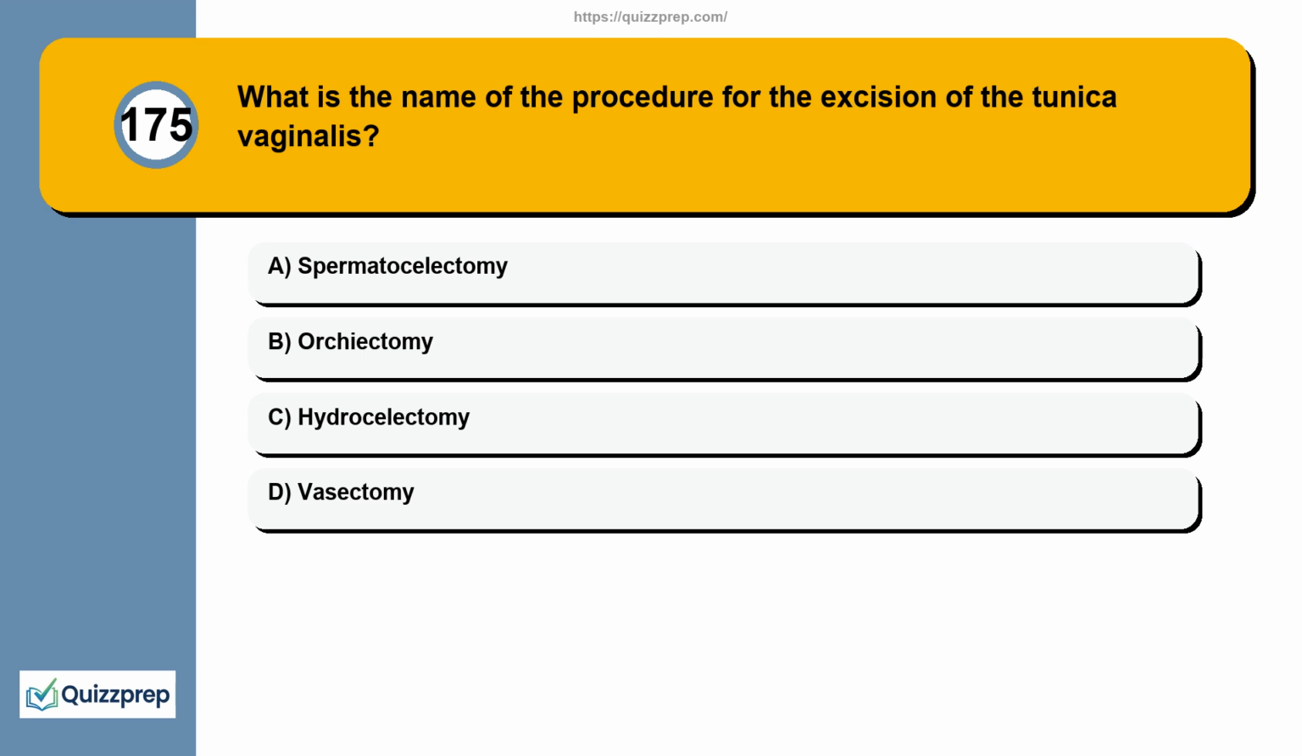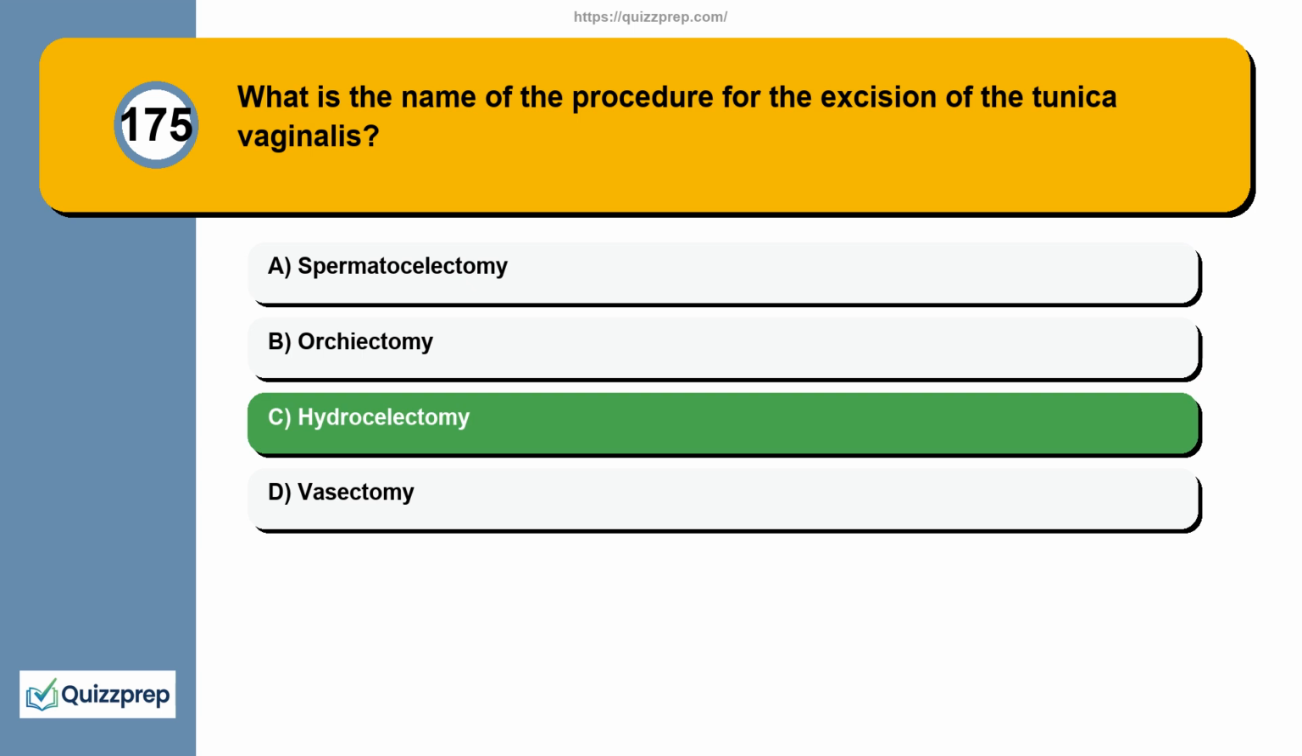Question 175. What is the name of the procedure for the excision of the tunica vaginalis? Option A, spermatocelectomy. Option B, orchiectomy. Option C, hydrocelectomy. Option D, vasectomy. The correct answer is option C, hydrocelectomy.